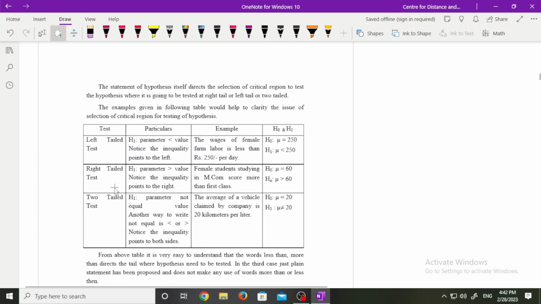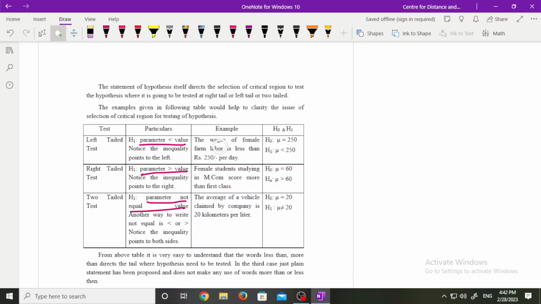For the left tail test, H1 is that the parameter is less than the value. For the right tail test, the parameter is greater than the value. Then for the two tail test, H1 is parameter not equal to the value.